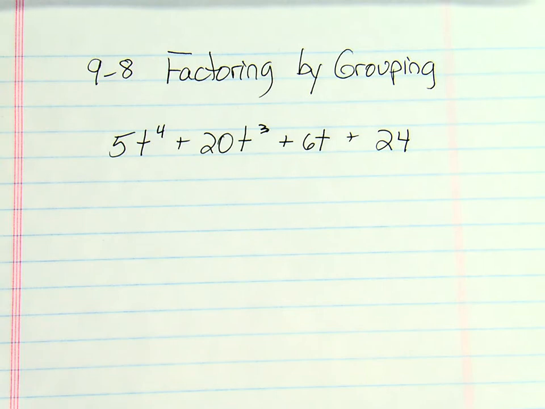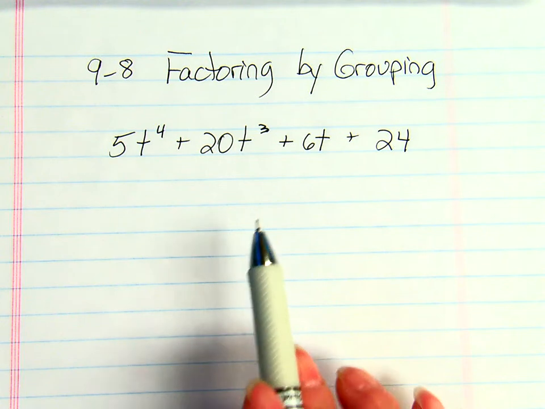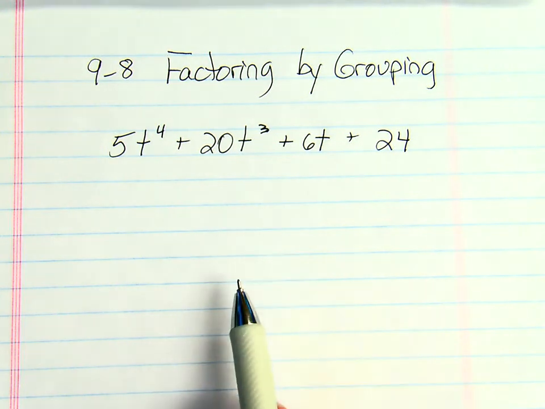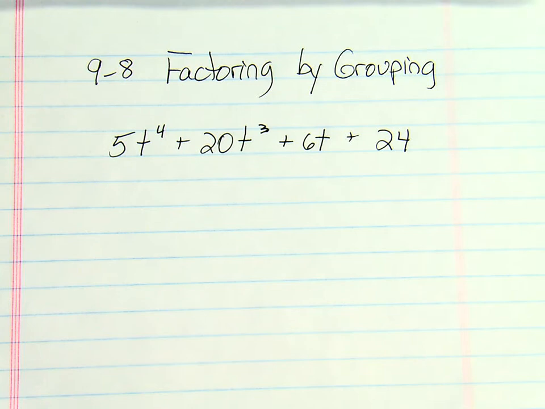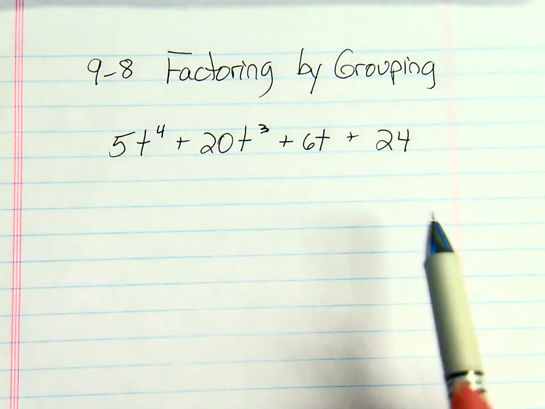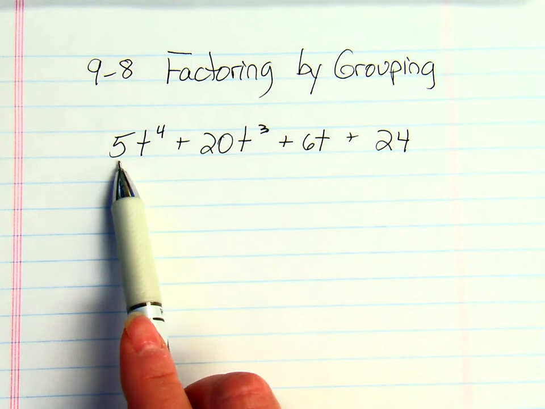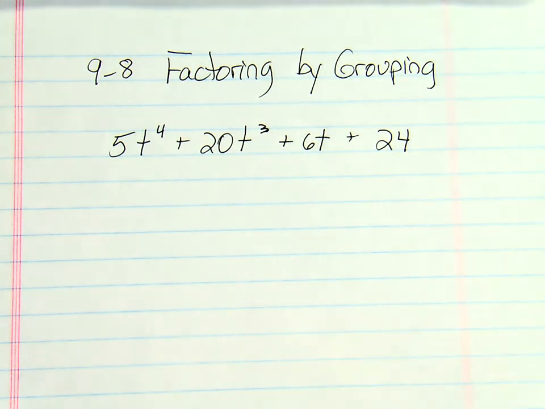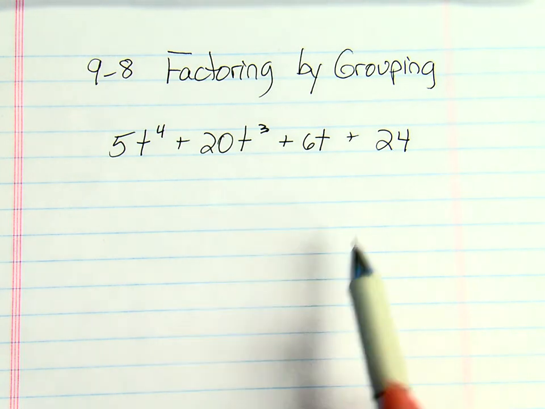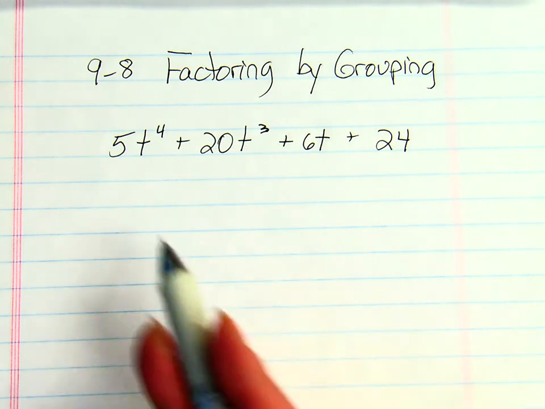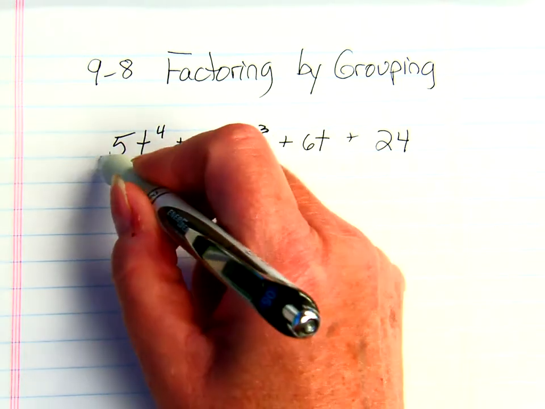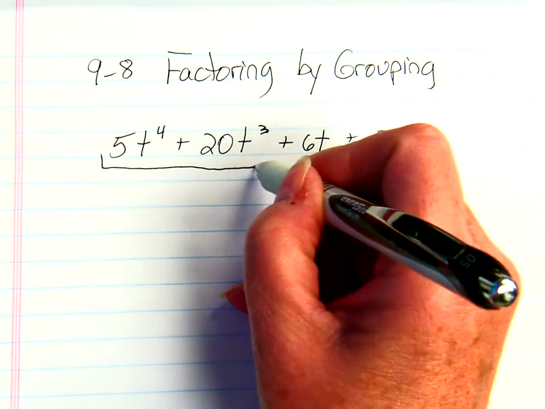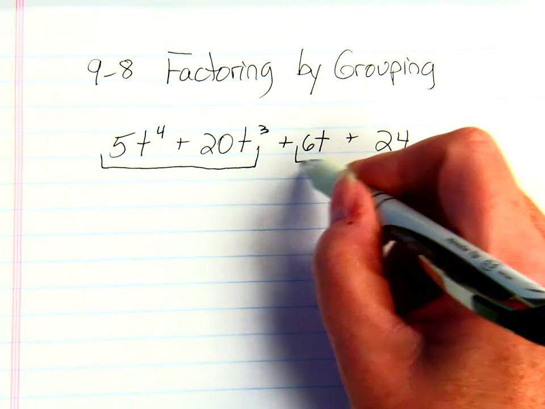Now when we say grouping, what we're going to look at is separating these polynomials into 2 parts. Each part needs to have something in common. So in other words, we're not going to try to group a 5 with a 24 because factor-wise, that just doesn't work. Usually we're going to have things that are close together. So we're going to group this 5 and 20 and this 6 and 24.